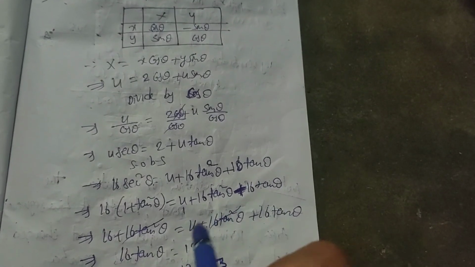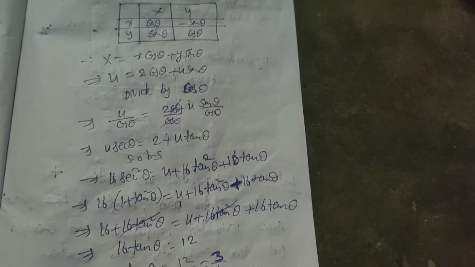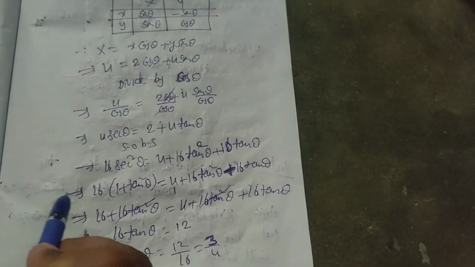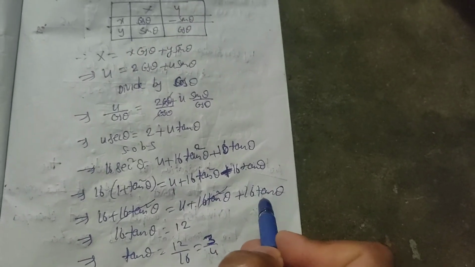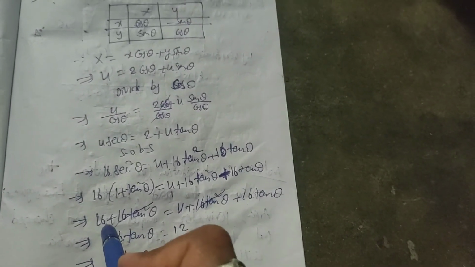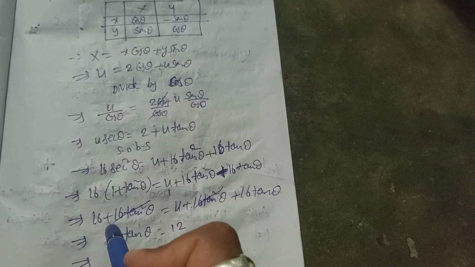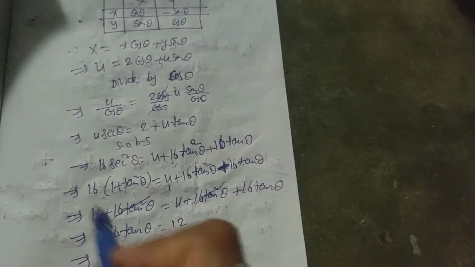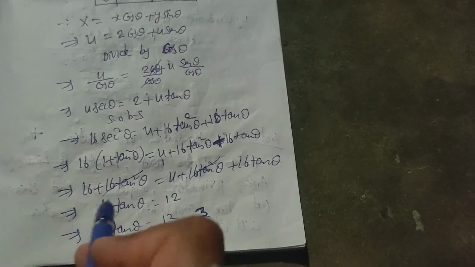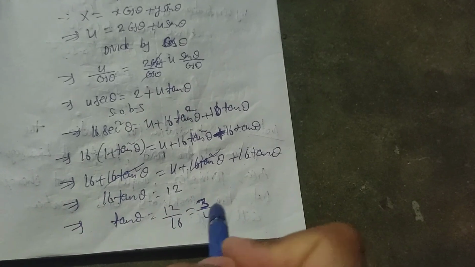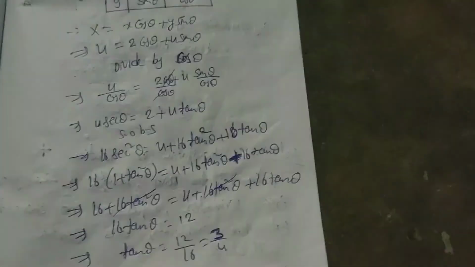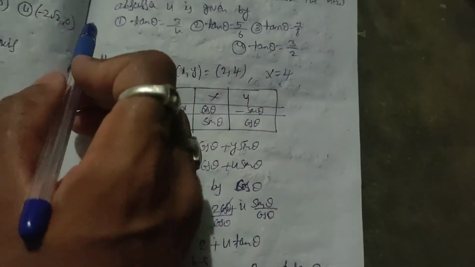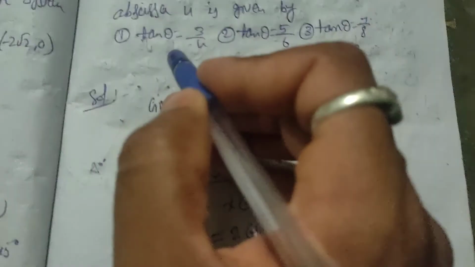Write the same three terms as they are on the other side. Now the 16 tan square theta on both sides gets cancelled. Now we have 16 tan theta is equal to 16 minus 4, transposing the 4 to this side, that is equal to 12. So 16 tan theta is equal to 12, which means tan theta is equal to 12 by 16, that is 3 by 4. Is there any option? Yes. So tan theta is equal to 3 by 4, that is the first option here.